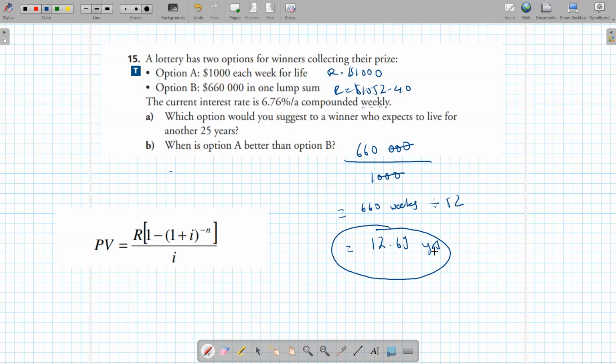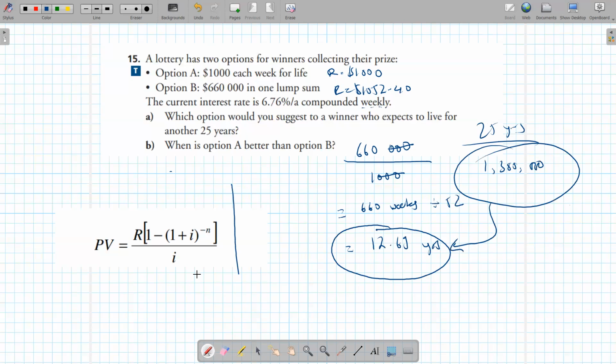Before that, you don't have to go all the way to 25 years. Before that, option B already wins. If you do go to 25 years, how much do you make? 25 times 52 times 1,000. You've all overshot it by a lot. After 25 years, you would have made 1.3 million. But this is the actual break-even point.